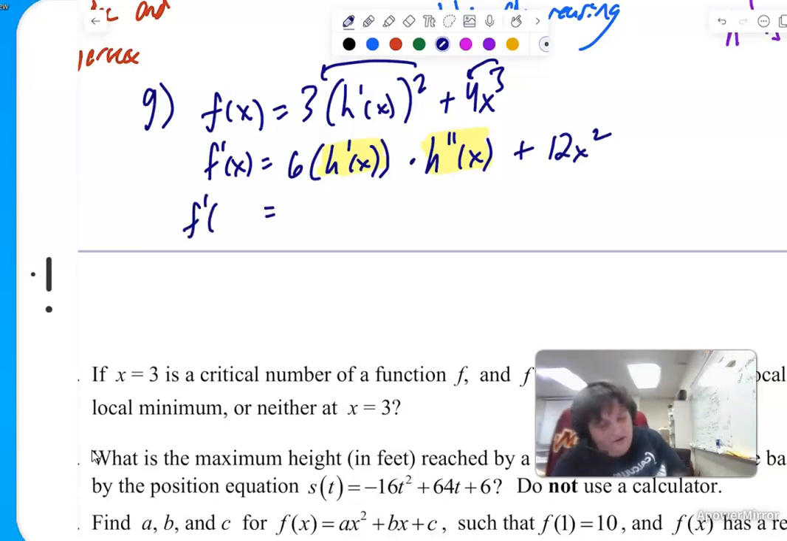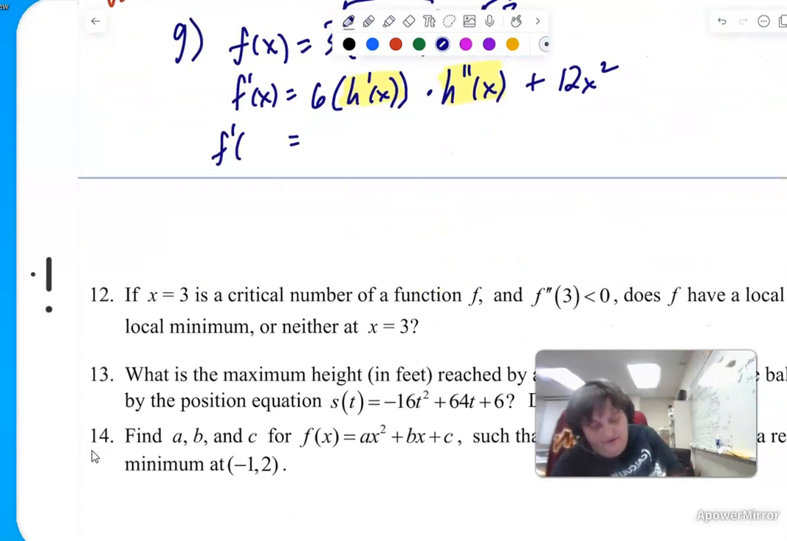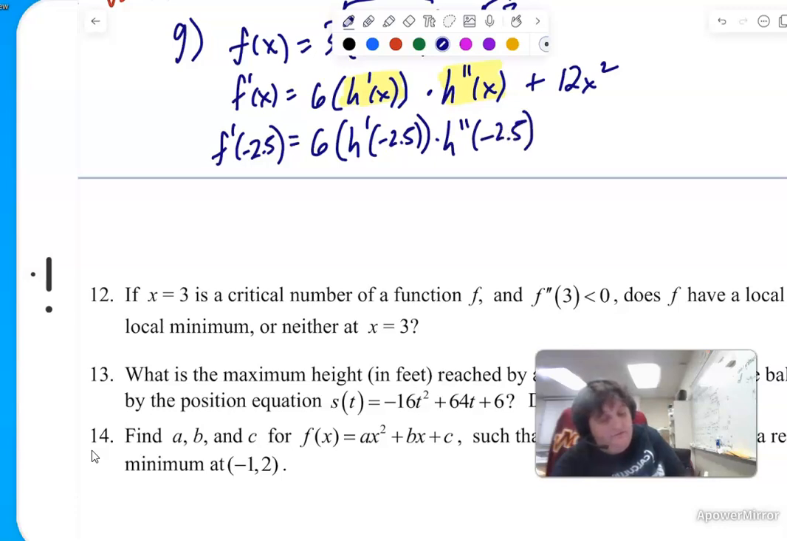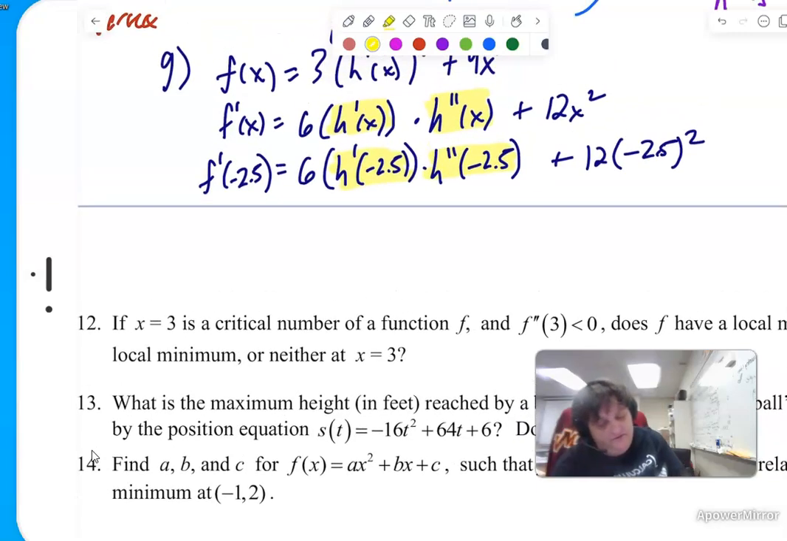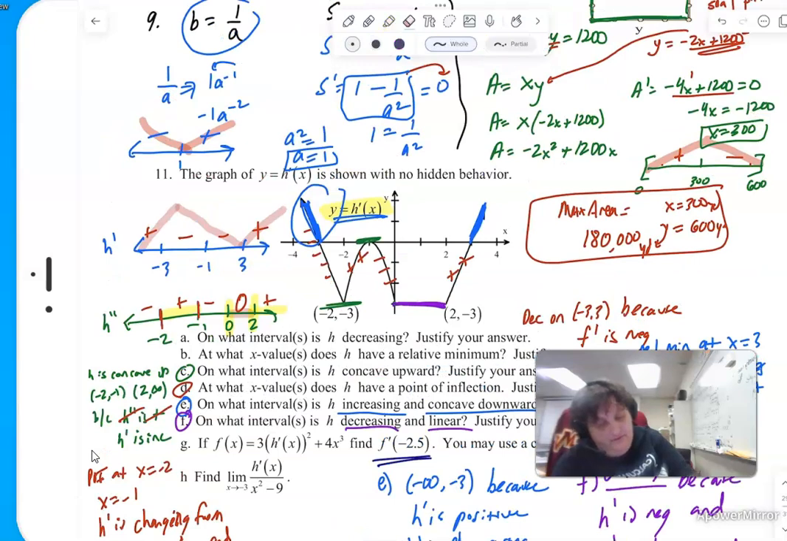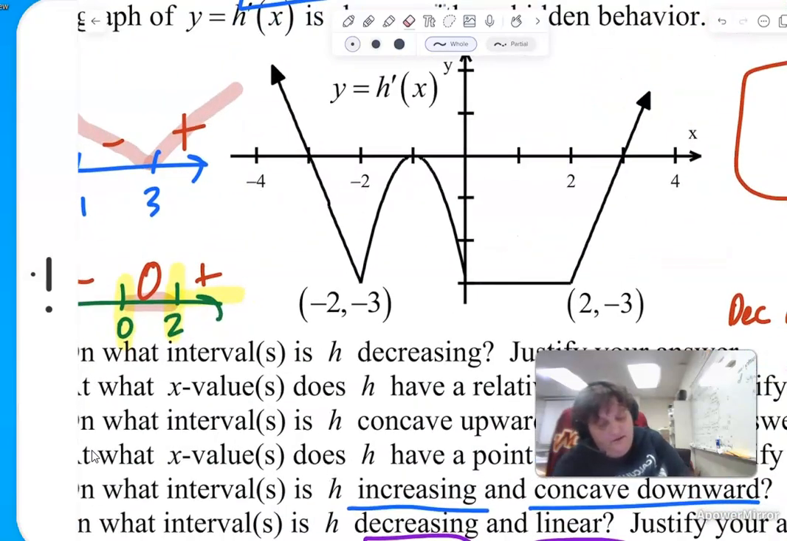So f prime of, what am I finding this of? -2.5 is 6 times h prime of -2.5, times h double prime of -2.5, times 12 times -2.5 squared. So what I need to find is what h prime is and what h double prime is of -2.5. So let me go up to my graph up here. -2.5. Let me erase some of this stuff. All right. Kind of hard to tell.